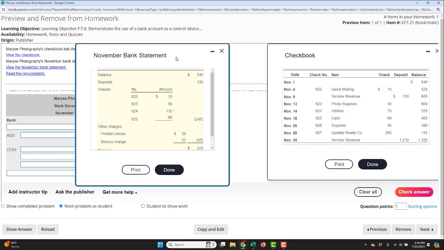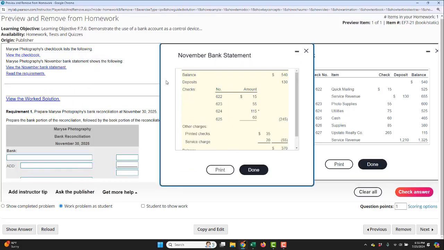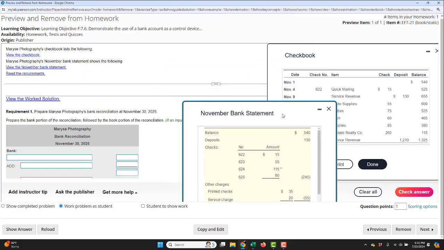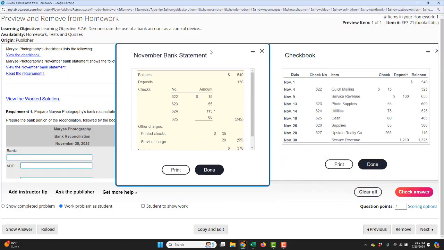Okay, so in this problem, we're going to be doing a bank reconciliation. It's first going to ask us to prepare the bank portion of the reconciliation. So what that is asking is to basically take the account balance that the bank has and reconcile it with what our accounting books have.